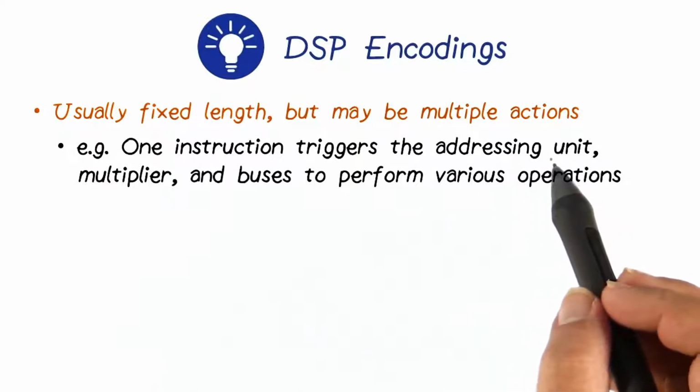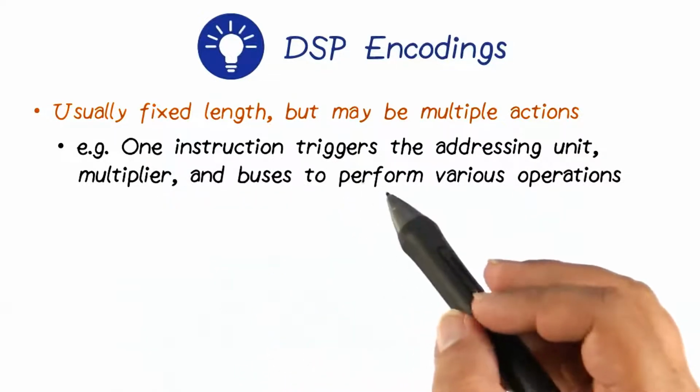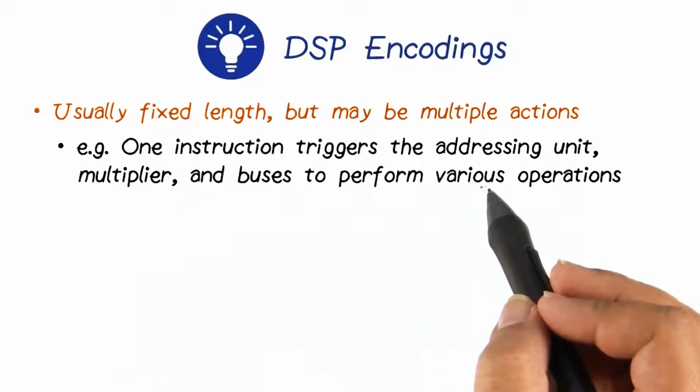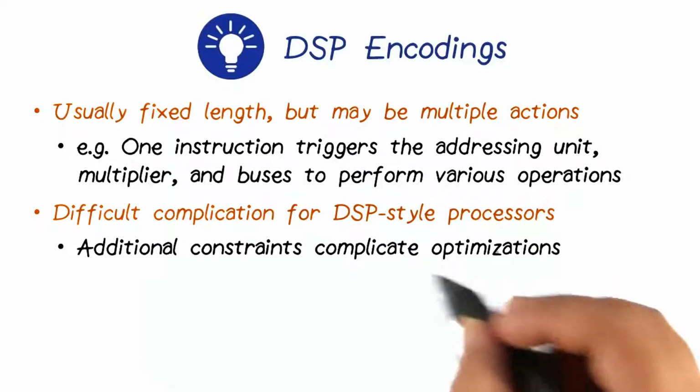It will go to the addressing unit, it will fetch those operands, it will go to the multiplier, multiply those operands, and then finally it will do an accumulation operation in a particular register. Due to this encoding, which is fixed, however, it can introduce some difficulties. For example, it can complicate certain optimizations.